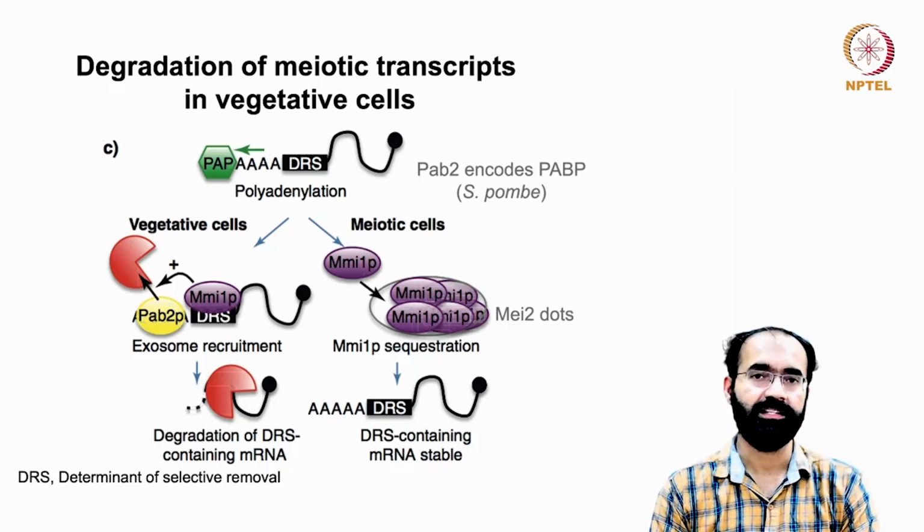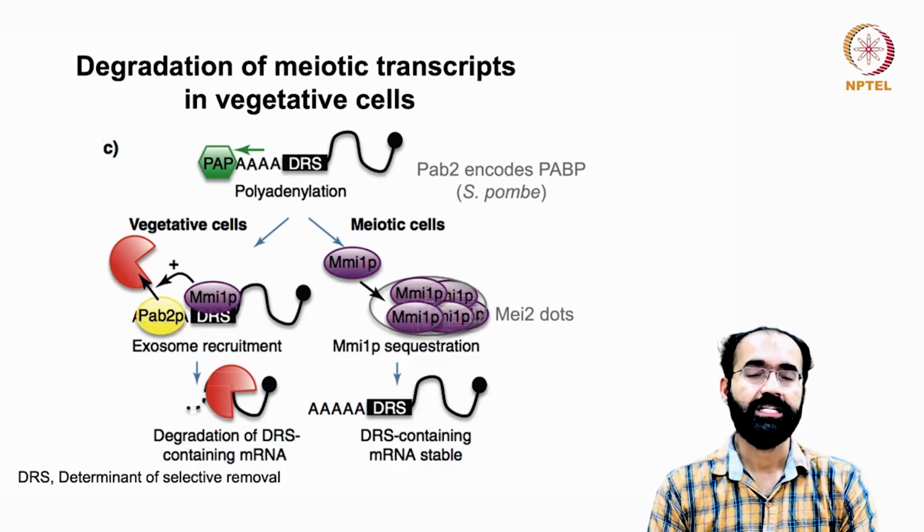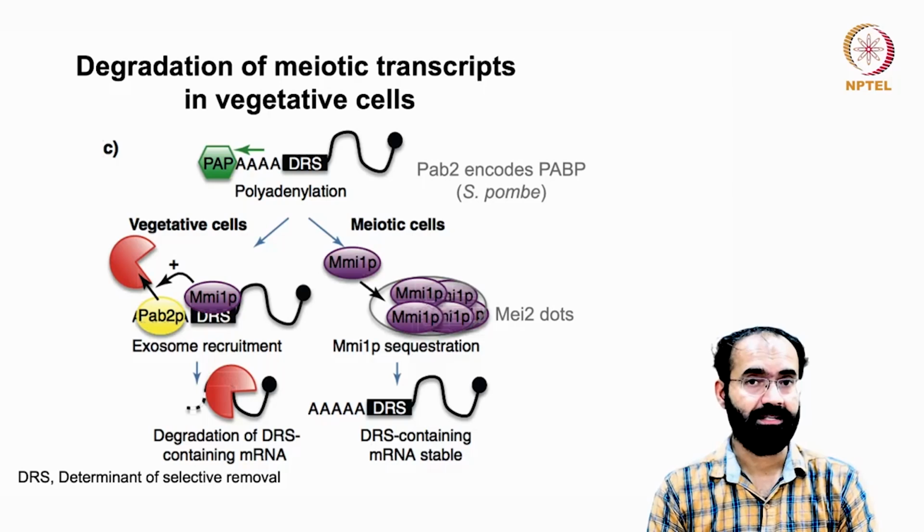All of you would have studied this in some of your earlier classes. So in yeast also it has to undergo something similar. It has to maintain the decorum of the cell. A vegetative cell should remain vegetative. A meiotic cell should remain meiotic.